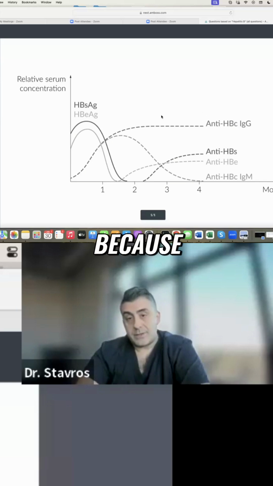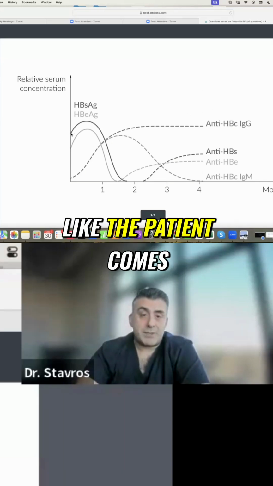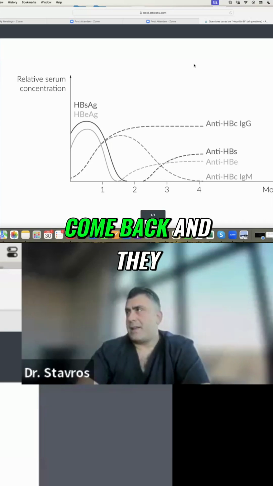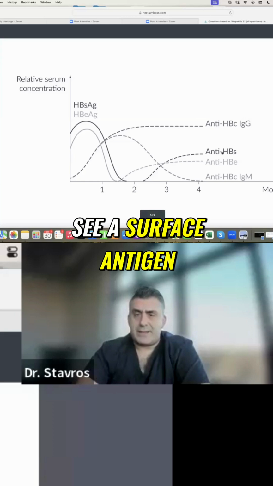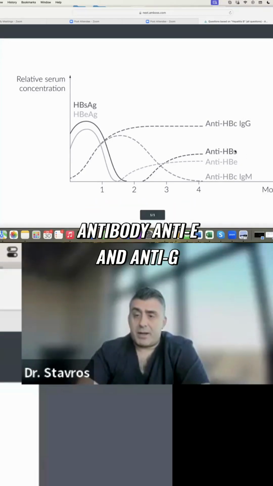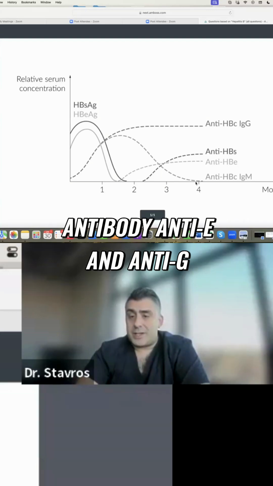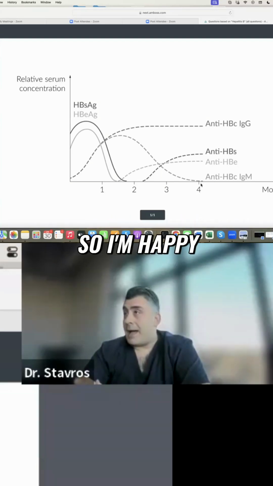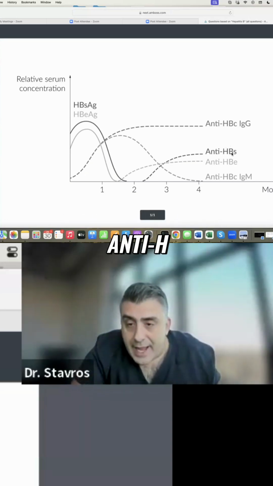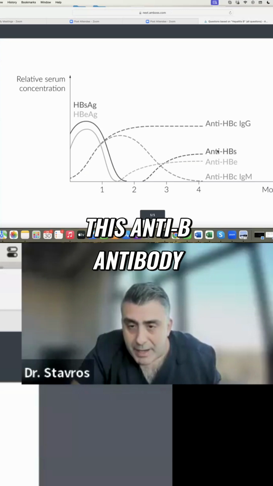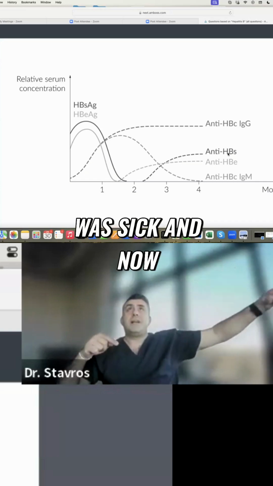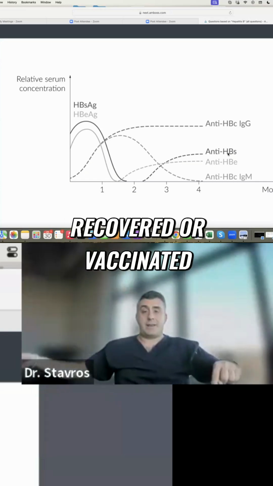Because at the 4 months, the patient comes, sees you, comes back 4 months later, you take labs, and labs come back and they go, oh, I don't see a surface antigen anywhere. I see anti-surface antibody, anti-E, and anti-G is actually really low. So I'm happy. I'm like, oh, this is kind of cool. Because didn't we say earlier that this anti-B antibody, the surface antibody, what does that mean? It means the person was sick and now recovered or vaccinated.